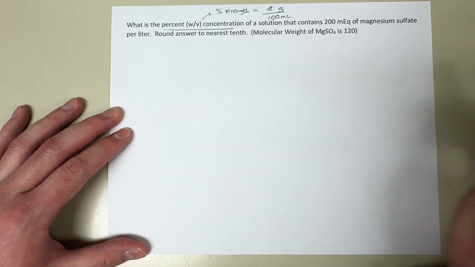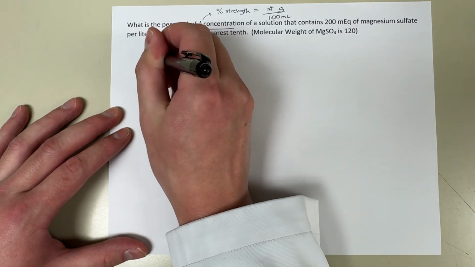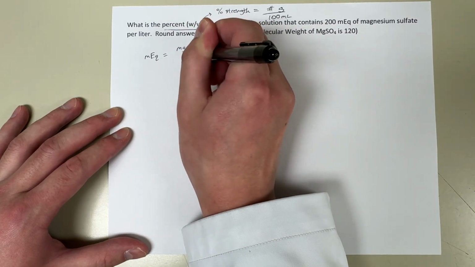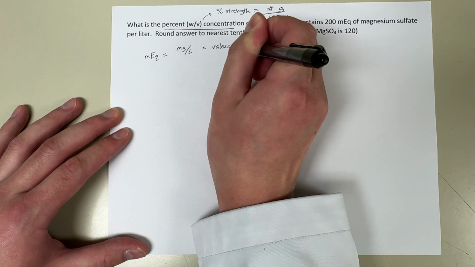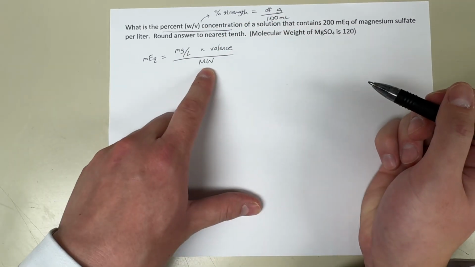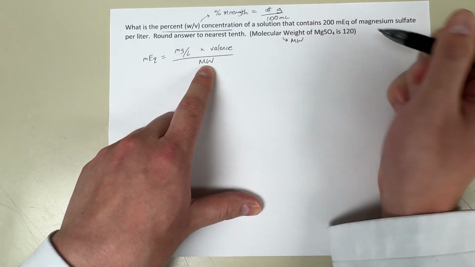So the first thing you have to do is memorize what the equation is. Well, I always just memorize this equation. Milliequivalents equal milligrams over liters times the valence, all divided by molecular weight. MW stands for molecular weight. That's an abbreviation I use.